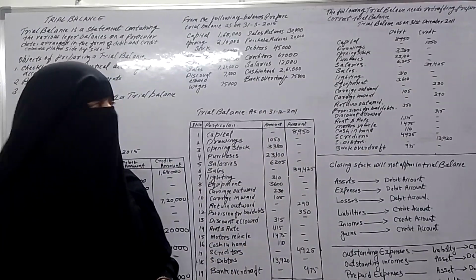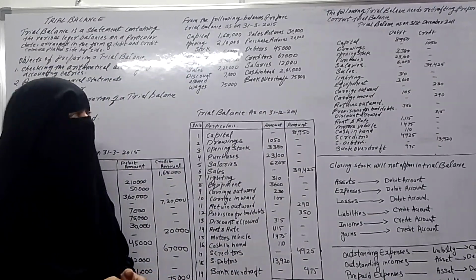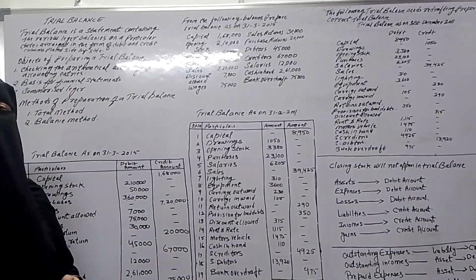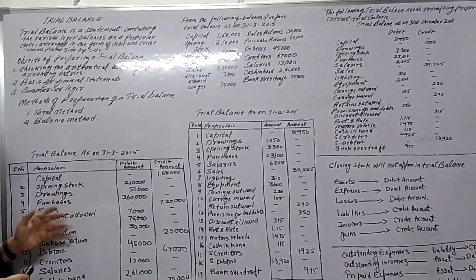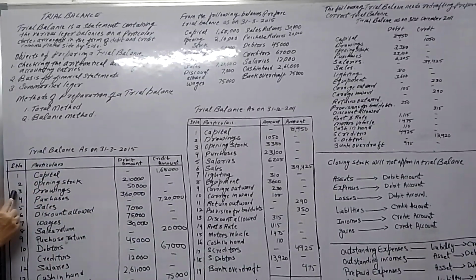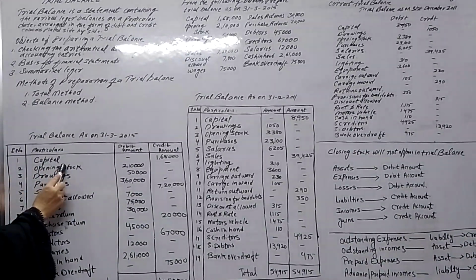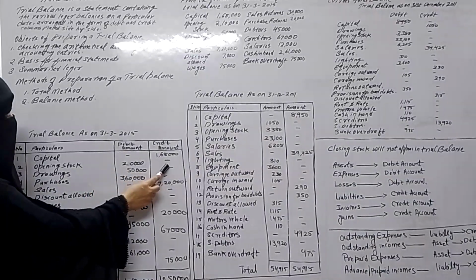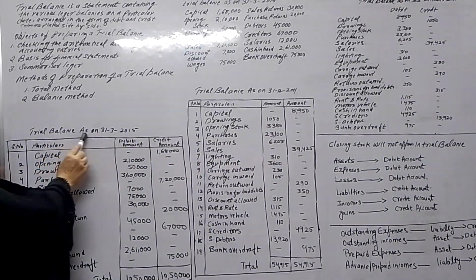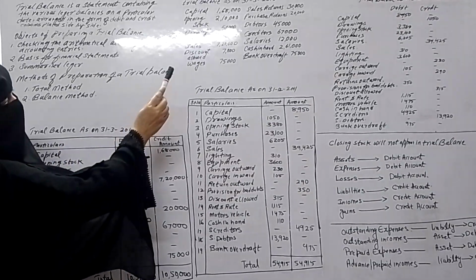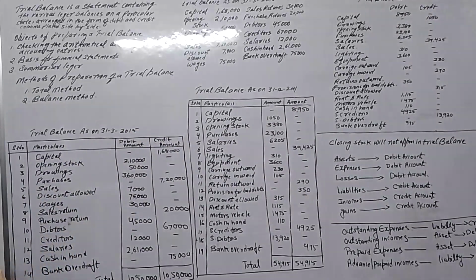These ledger balances are given. So from these ledger balances we have to prepare the statement of trial balance. The format of trial balance is this one: serial number, particulars, debit amount, credit amount. First we have to write the heading: trial balance as on 31st March 2015. The date is given in the question.